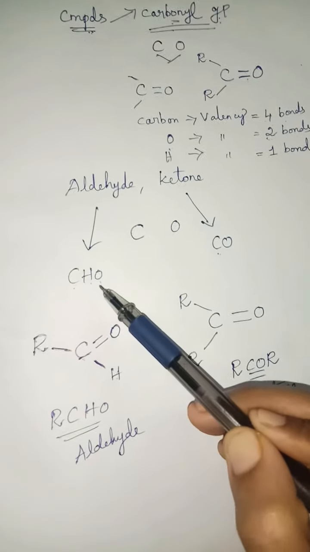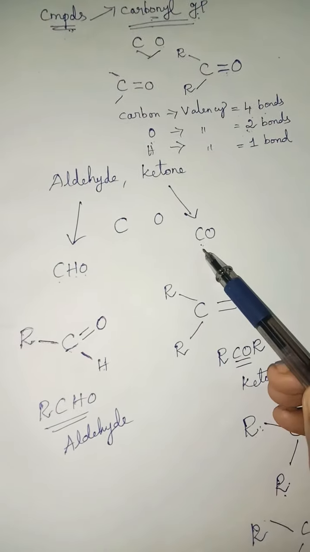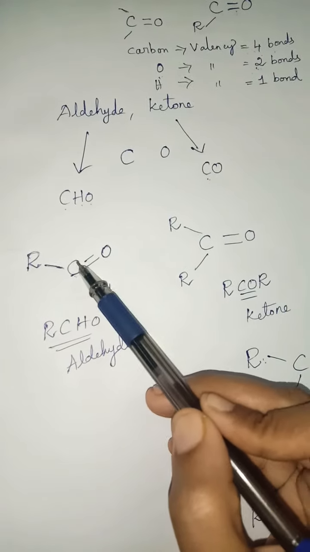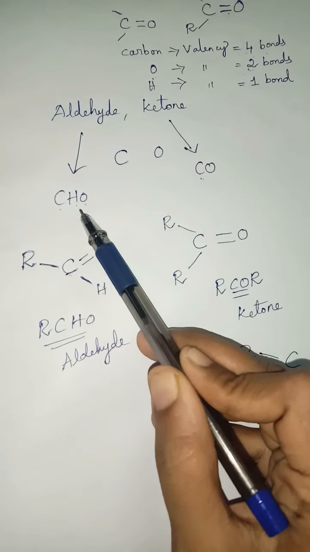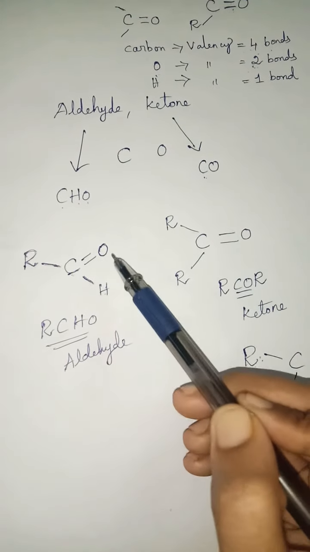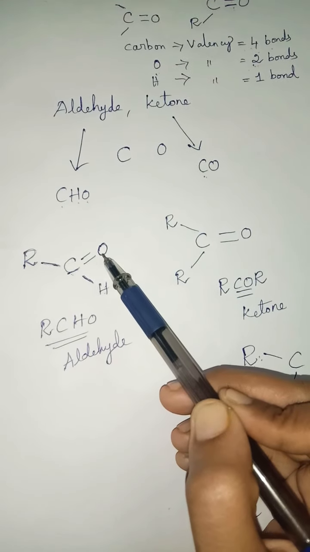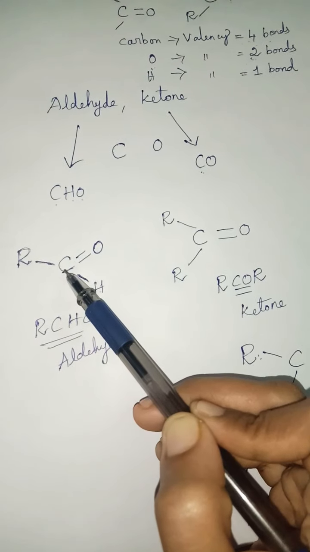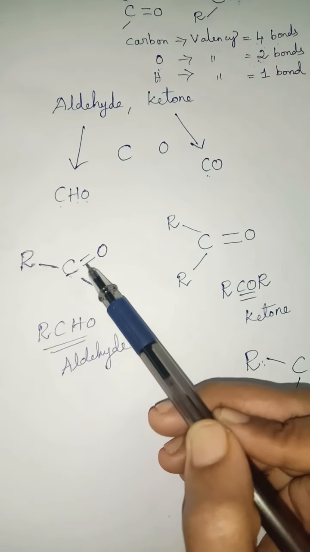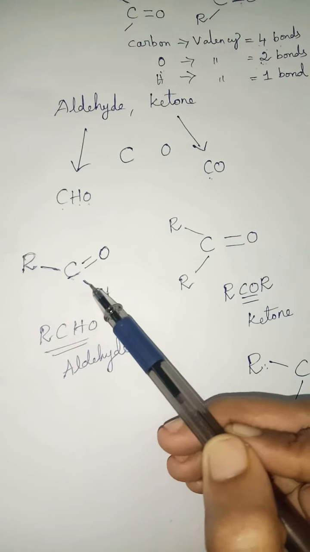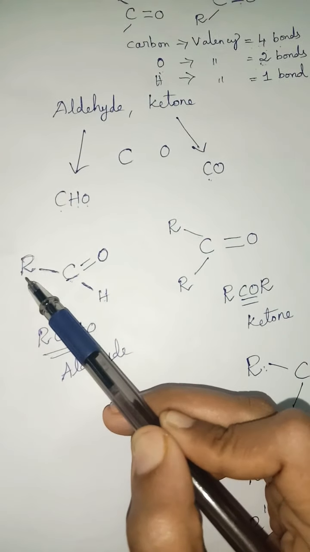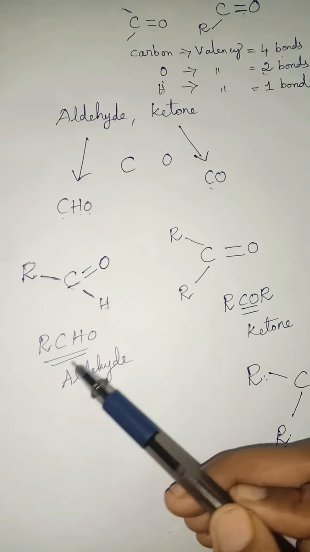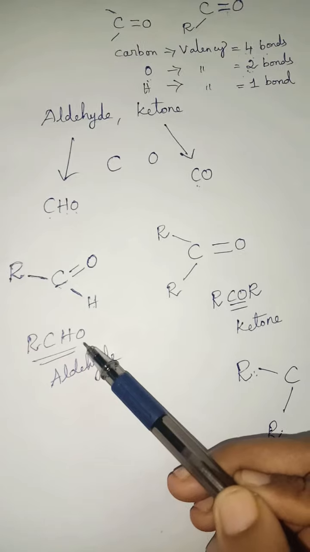Aldehyde formula is CHO, ketone formula CO. How do we write aldehyde? Carbon, hydrogen and oxygen have to be present. Oxygen valency 2, so here 2 bonds; carbon valency 4, so 1, 2, 3, 4; for hydrogen 1. We put one alkyl group to complete the aldehyde group. So finally the formula for aldehyde is RCHO.